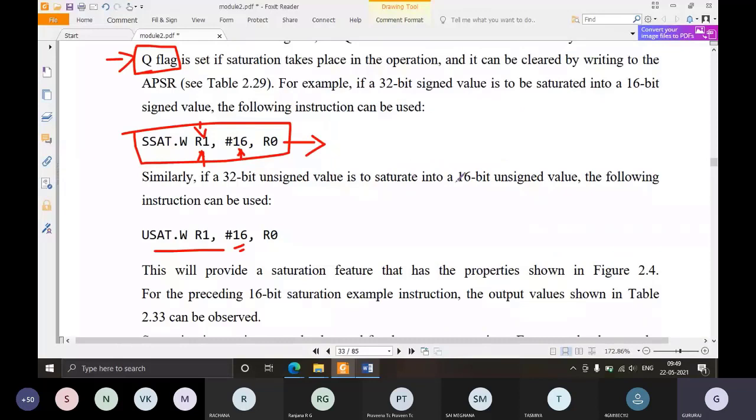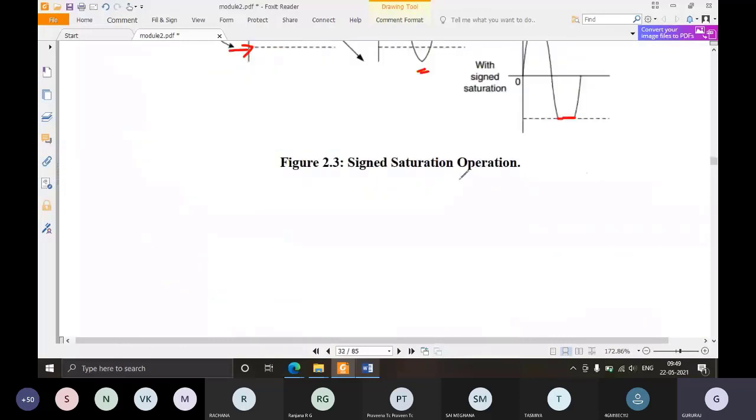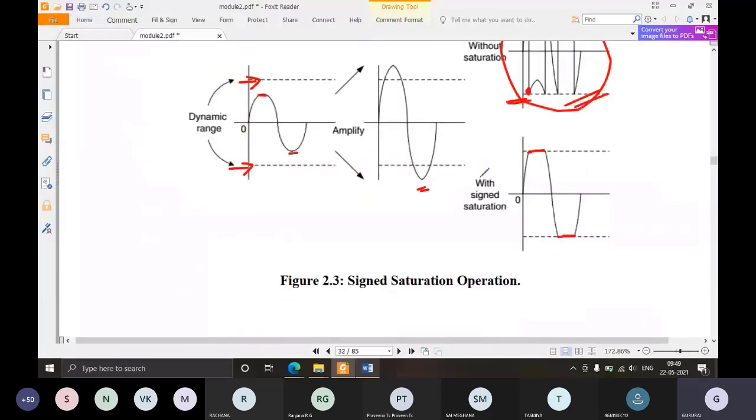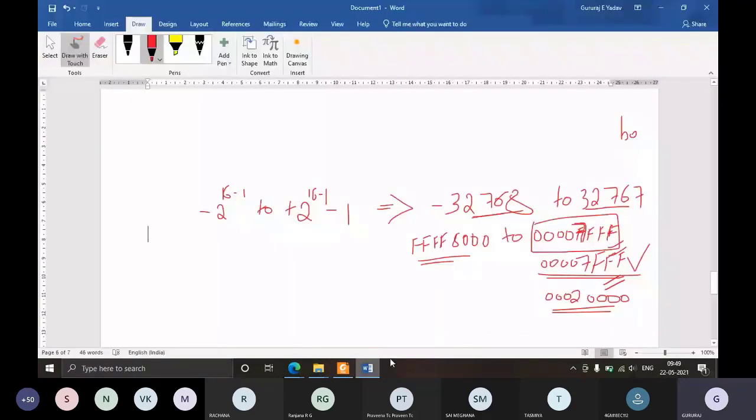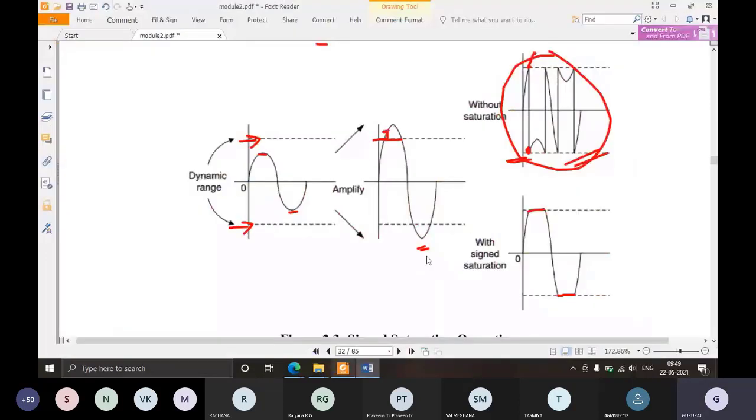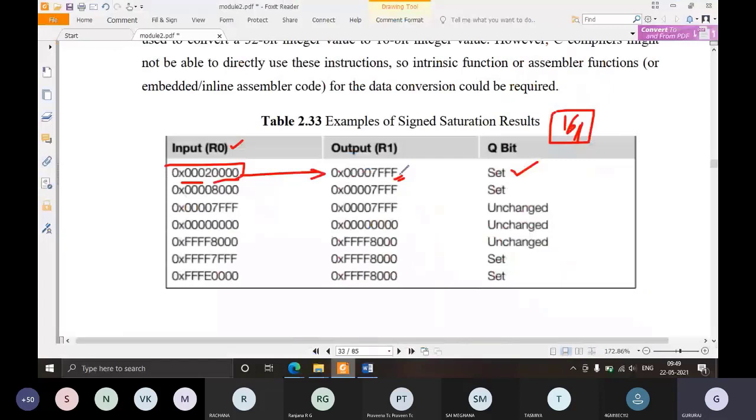Okay. So if you go back to the diagram here, you have got a value which is more than the range that you can represent. So this is the value that you have got, and this is the range that you can represent. So hence what will happen? Immediately this value will be rounded off to this value. Fine. So that is what is happening in the table. Immediately it is rounded off to the maximum number it can represent using 16 bits, and the Q bit is set, indicating that saturation took place.